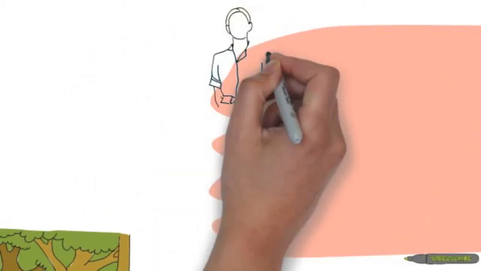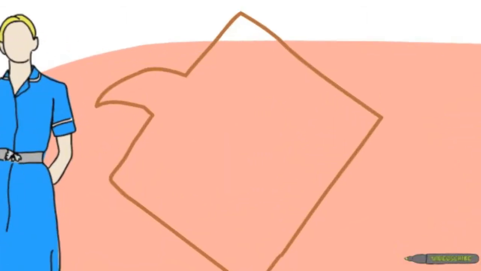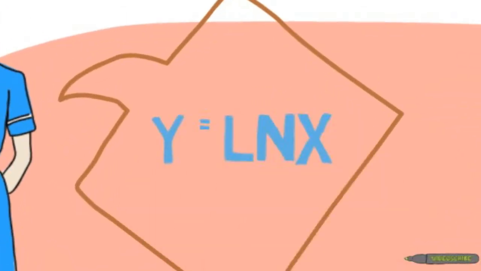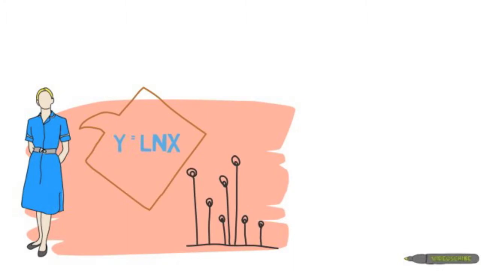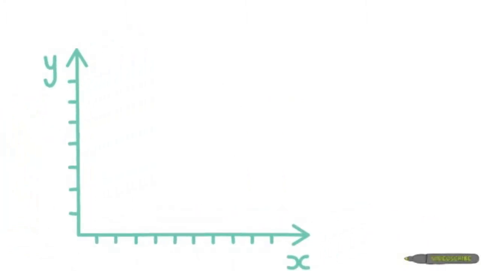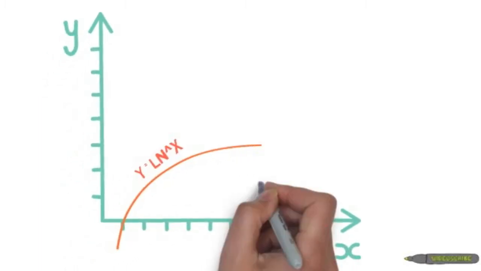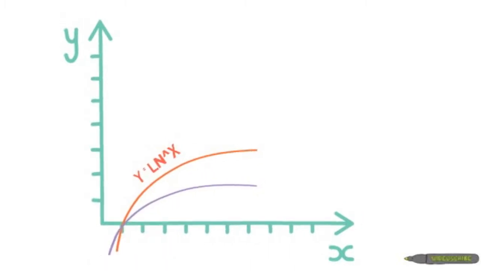Here's his second wife, the natural logarithmic function with the form of y equals ln x, as shown in the box. Let's look at the graph and compare these 2 wives. The second one, y equals ln x, is slightly farther away from the x-axis than the parent function.